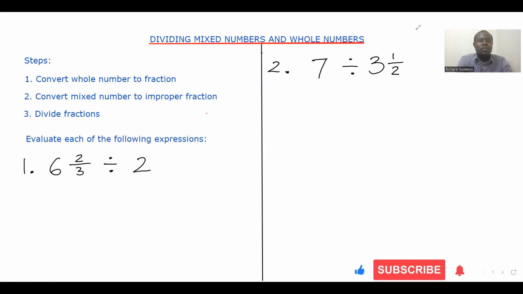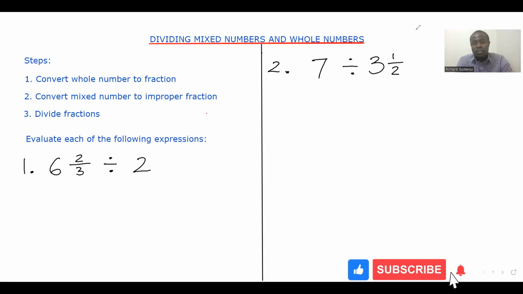In this lesson, we'll be dividing mixed numbers and whole numbers. Whenever you're dividing mixed numbers and whole numbers, there are three steps that I'm recommending. Step one, convert the whole number to a fraction. We do this by dividing the whole number by 1. Then step 2, we convert the mixed number to an improper fraction. And then step 3, we divide the fractions.